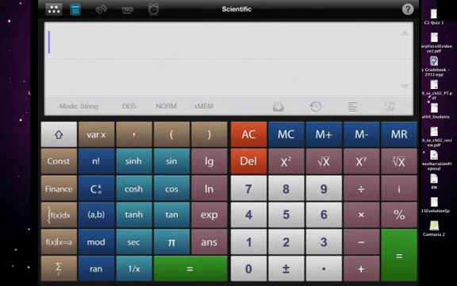If I wanted to do -6 to the third power, there we go. I would hit this button which says x to the y, or on some it will say y to the x. And what it's asking me is, what power did you have in mind? Okay, let's say it's to the third power. There we go, -216.